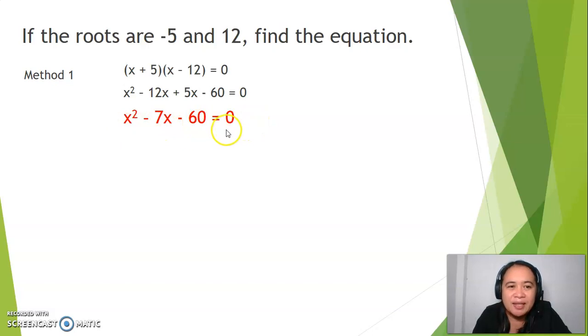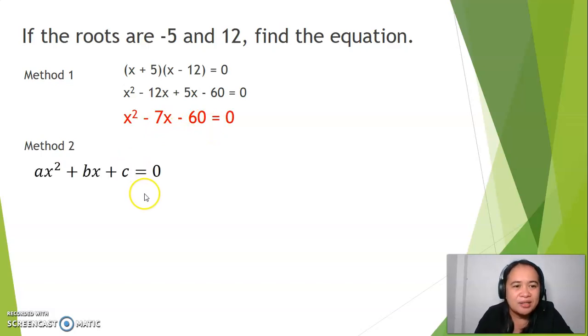So with this, negative 5 and 12 are the roots of the equation x squared minus 7x minus 60 equals 0. Now, another method.